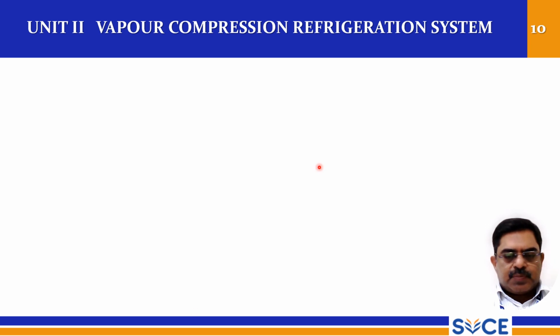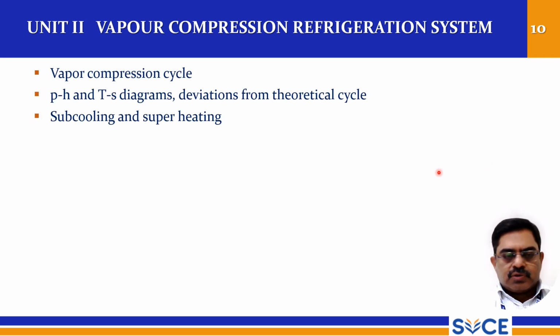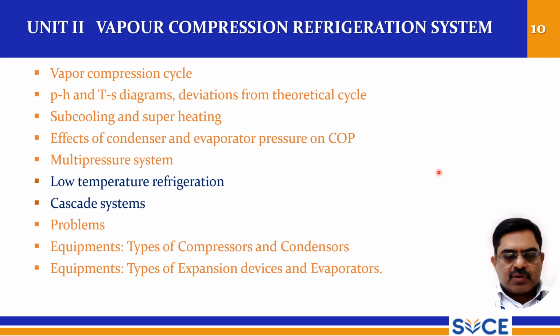So these are the topics we have seen so far. So these are all the topics we have in our second unit. So in today's session, we are going to see low temperature refrigeration system and cascade system. So what is low temperature refrigeration system, and what is the cascade system, and what is its necessity, that we are going to discuss in this topic, students.